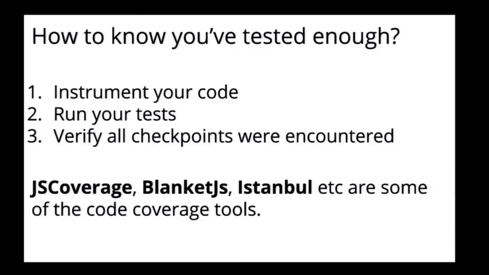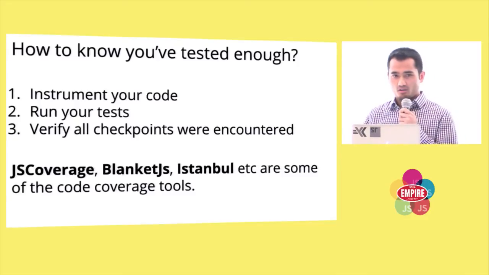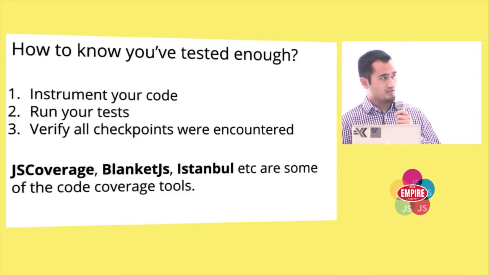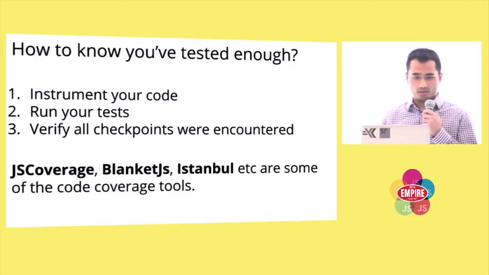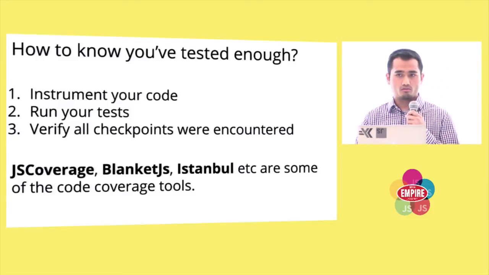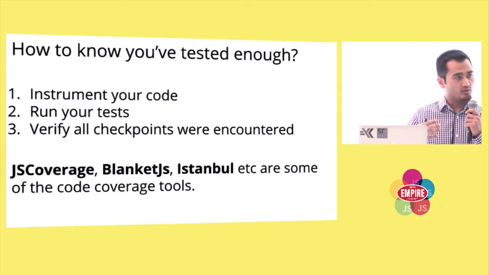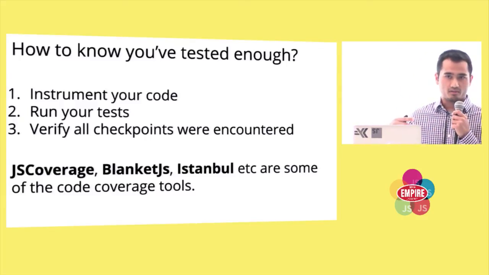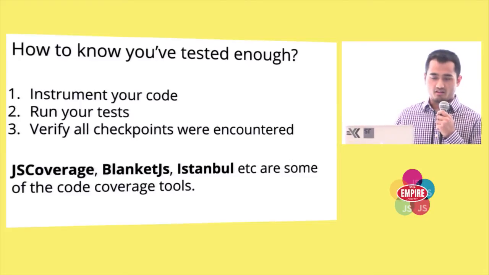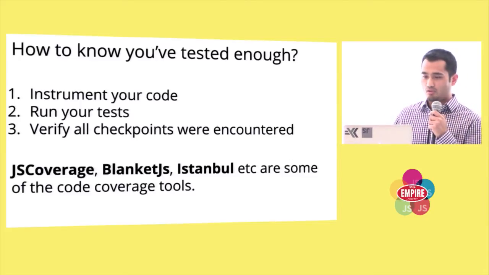We talked about quality, and one of the strongest measures of quality would be, does your thing actually work? So you gotta test it, but how do you know you've tested it enough? One of the ways to establish that would be to see how much of your source code your tests cover. And the way to do it would be to instrument your code, then run your tests, and then evaluate whether all of those checkpoints you had set in step one were actually encountered. There are tools like JS Coverage, BlanketJS, Istanbul that do this.